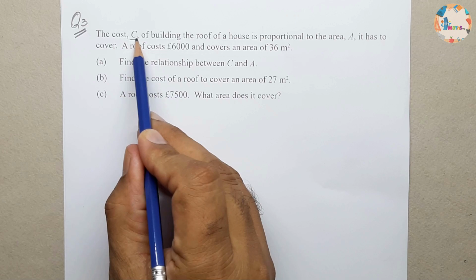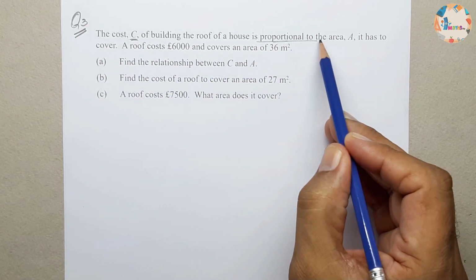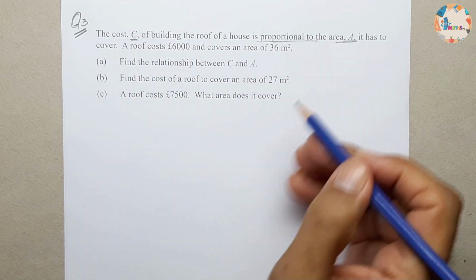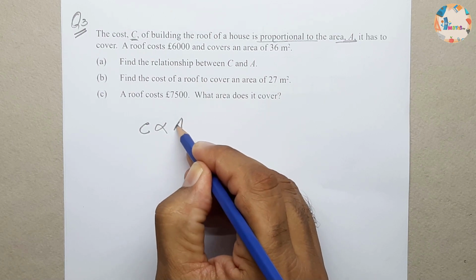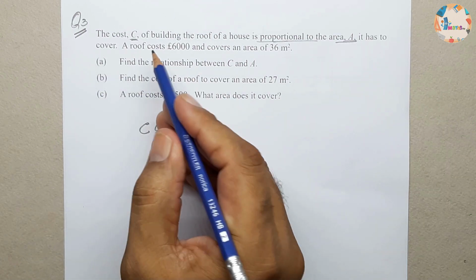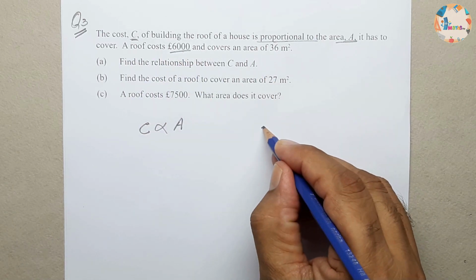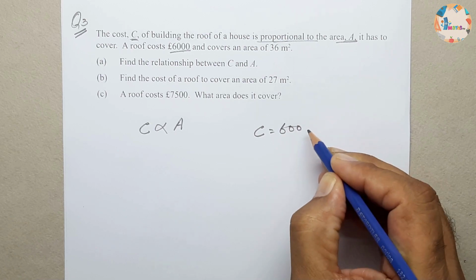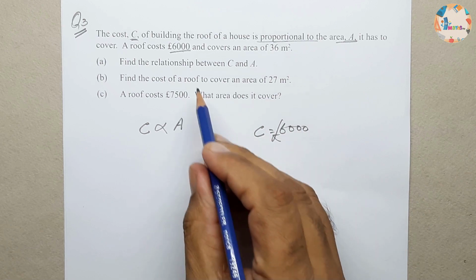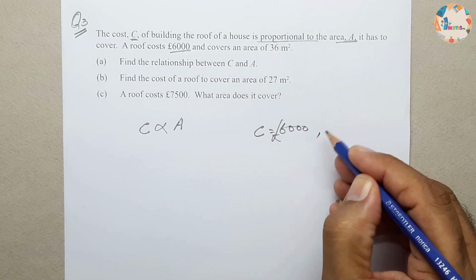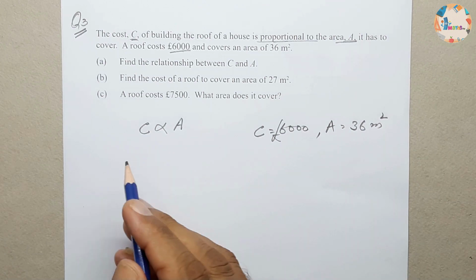The cost C of building the roof of a house is proportional to the area A. So in mathematical language we can write C is directly proportional to A. It has to cover, so a roof costs this much. So cost C is equal to 6,000 pounds, so this will be in pounds, and covers an area A equal to 36 meters square.